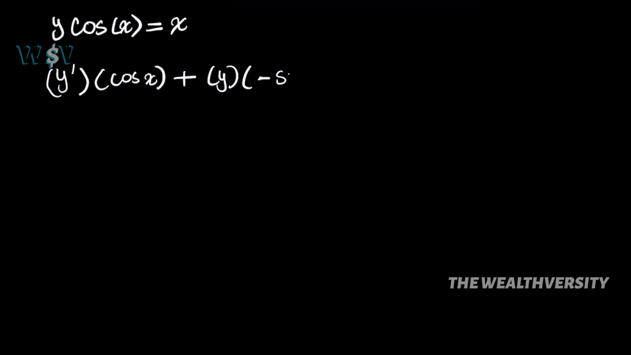So we have y times cos x is equal to x. To differentiate the left side, we use the product rule. So we get y prime times cosine x, plus y times negative sine x, and on the right side, the derivative of x is just 1. So we have y prime times cosine x minus y times sine x is equal to 1.